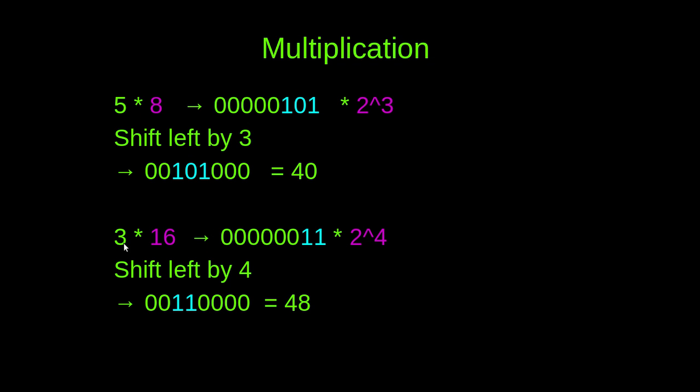Let's see this multiplication. 3 multiplied by 16. What's 3 in binary? 2 to the power 0, which is 1, 2 to the power 1, which is 2. That's 3 in binary. 16 is 2 to the power 4. So I shift left by 4. So I'm going to move 1, 2, 3, 4. I'm going to put them here. Is it 48? Let's see. 2 to the power 0, 2 to the power 1, 2 to the power 2, 2 to the power 3, 2 to the power 4, which is 16, 2 to the power 5, which is 32. So this is 48. This is right.